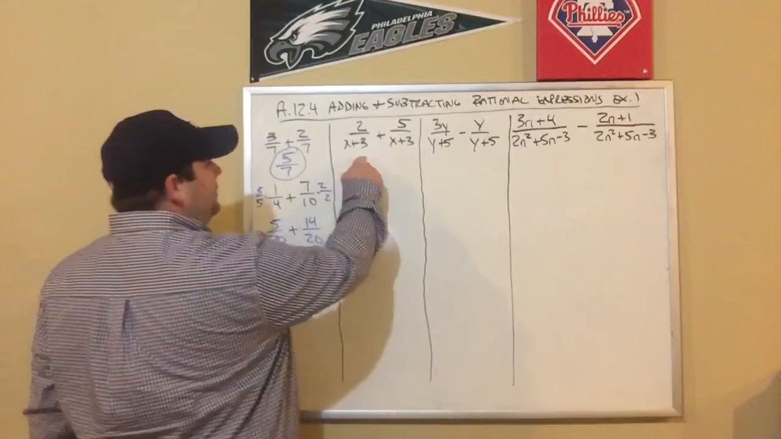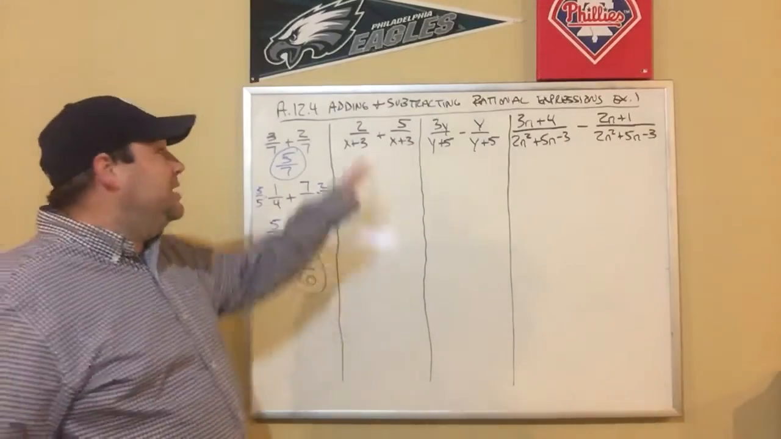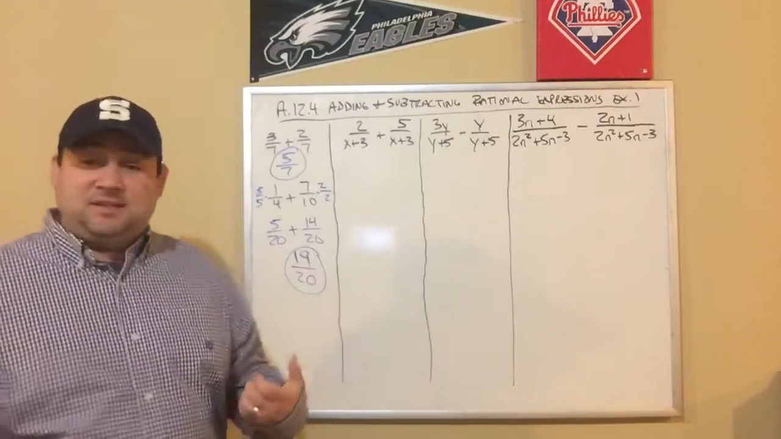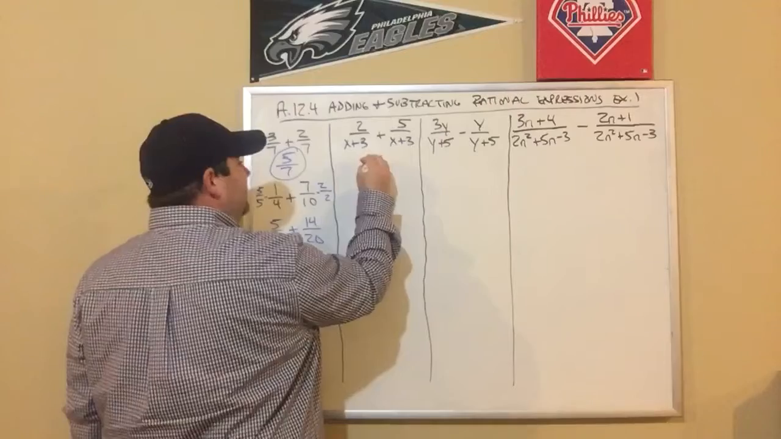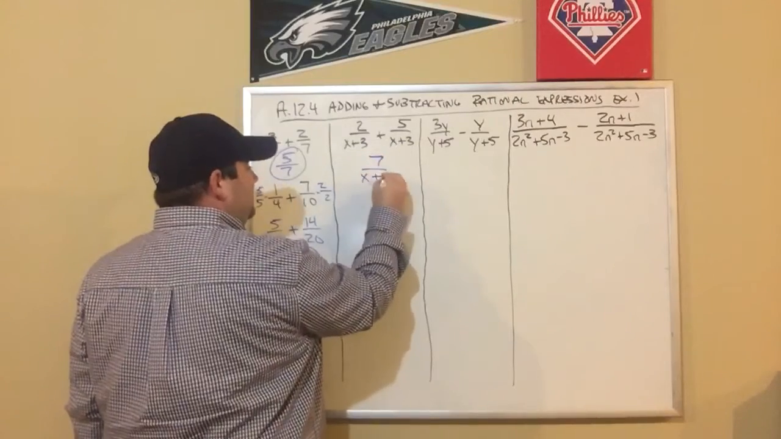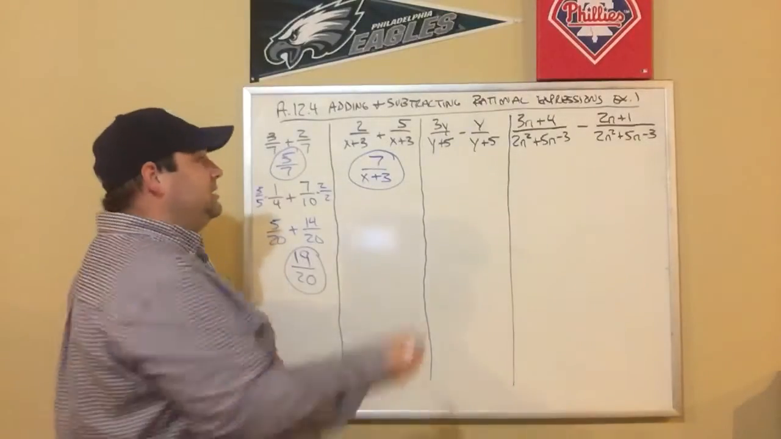So let's look at our next problem. We have 2 over x plus 3 plus 5 over x plus 3. So these have common denominators. Since they have common denominators, I can just add them. 2 plus 5 is 7, and my denominator is x plus 3. That can't be simplified at all. I'm done. Let's look at the next one.